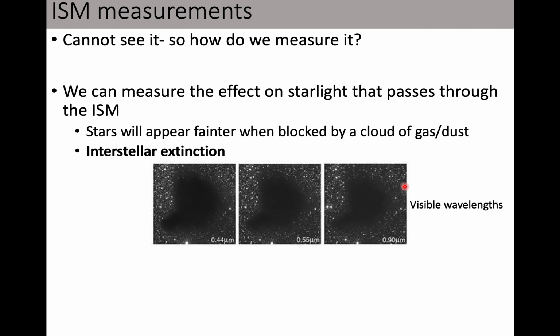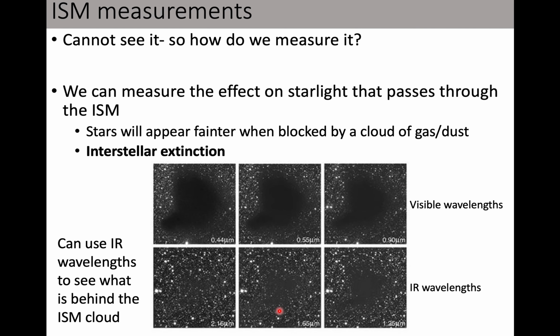So here are the visual wavelengths. If we were to look in infrared wavelengths, so a longer wavelength, we're actually able to see what is behind the ISM cloud. We can see that, of course, there are stars there, but in the visible, we see that the ISM completely blocks them.